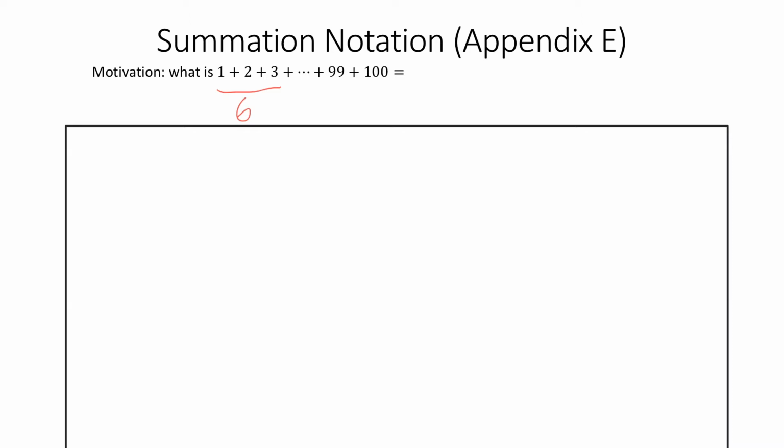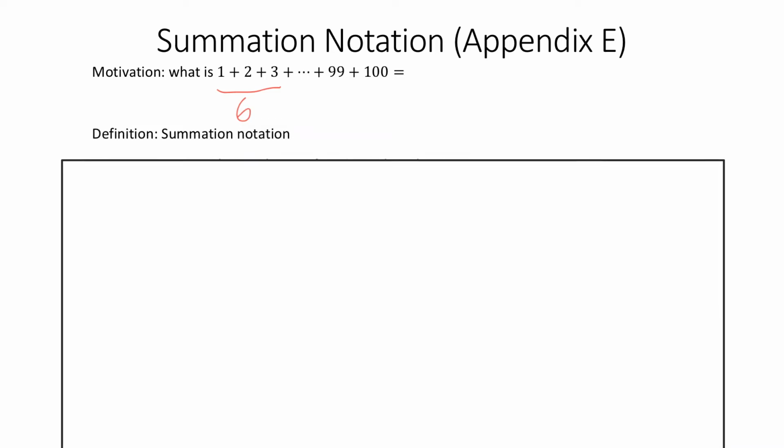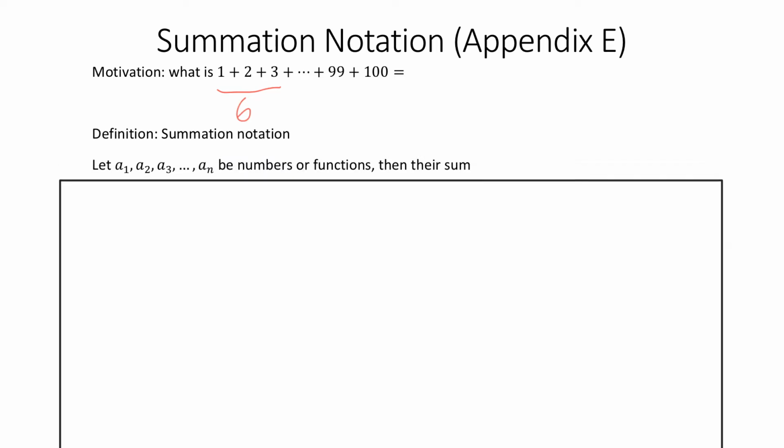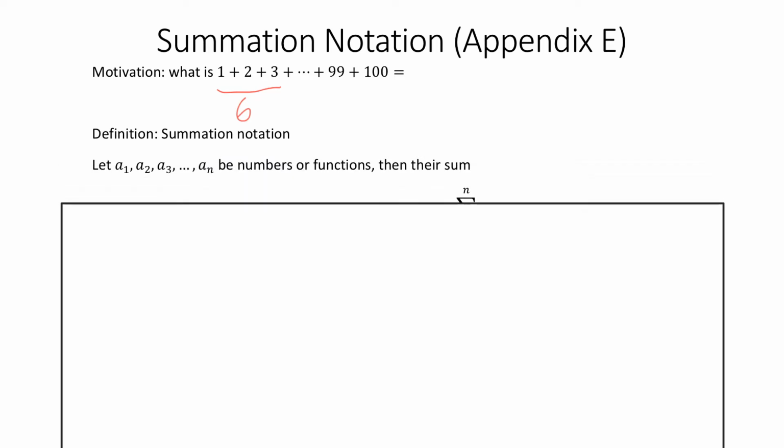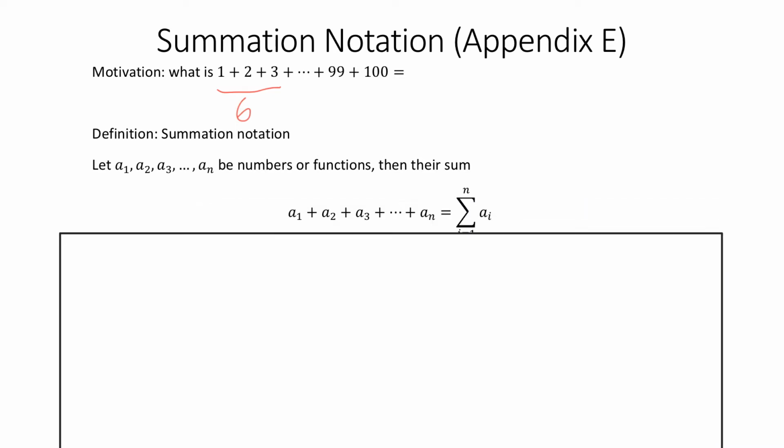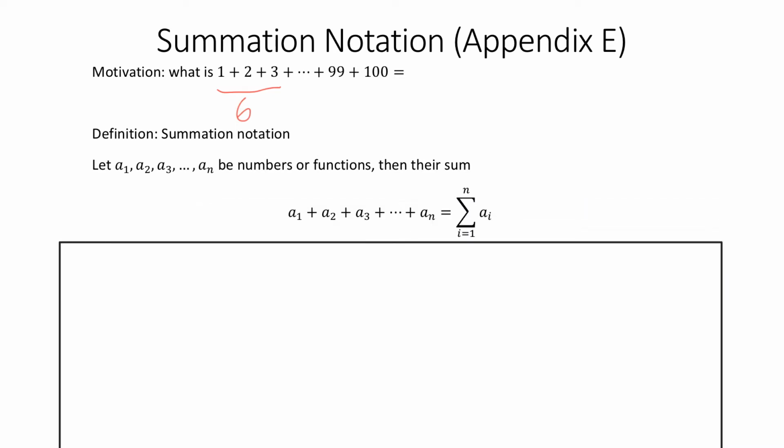But we're going to take a look at summation notation to help us do this a little better. The first thing we're going to look at is the definition of summation notation. Let A1, A2, A3, all the way up to AN be numbers or functions. Then their sum is the following: A1 plus A2 plus A3 plus ... plus AN. We write it as equal to, and this is how it is pronounced, the sum from I equals 1 to N of AI.